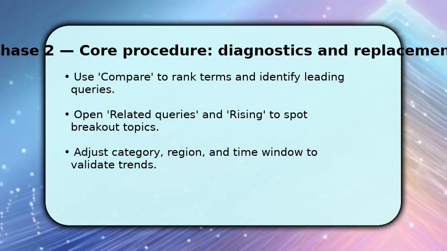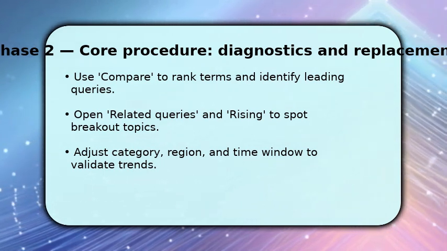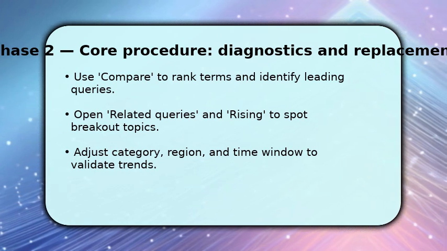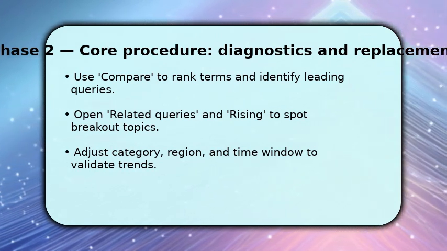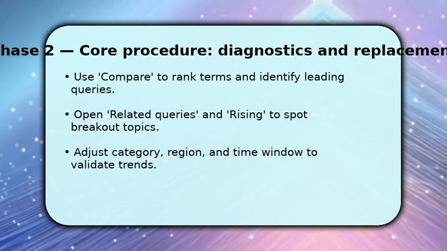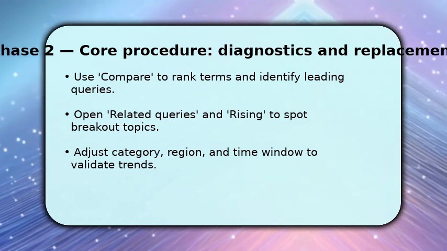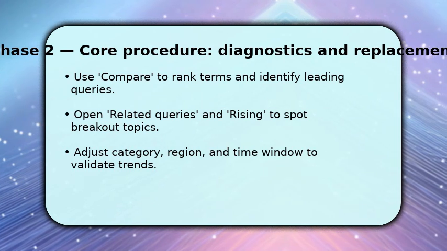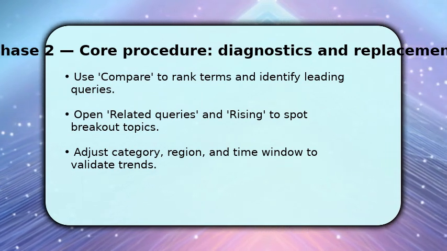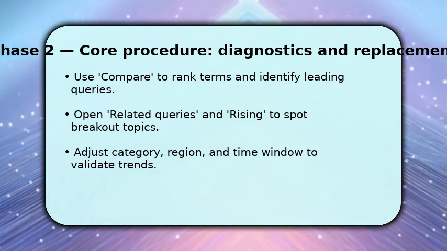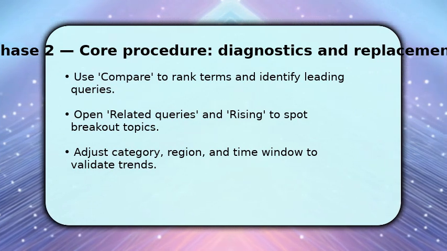Once you spot candidates, refine by region and narrower time windows to confirm consistent growth versus a one-day spike. Make sure to export CSV or take screenshots for records. Finally, cross-check with YouTube or news filters to validate intent and whether the topic supports content or product opportunities.